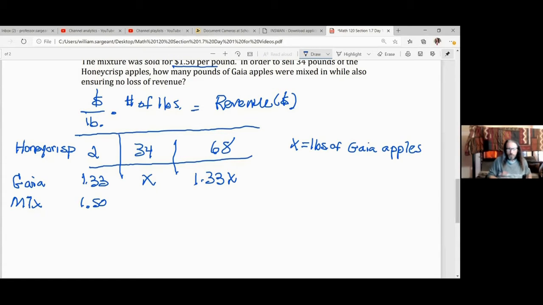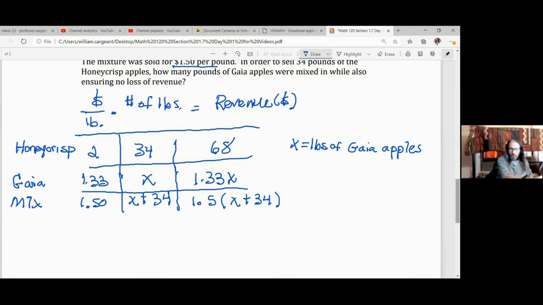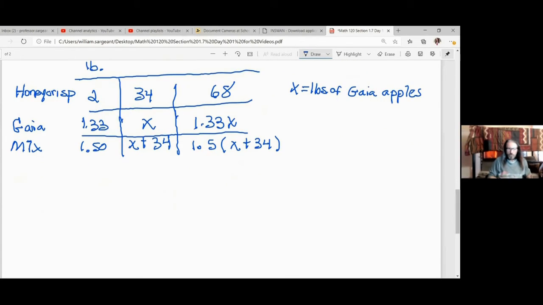We don't know how many pounds are in that either, but it's the total from the two different types of apples. And we would figure out the revenue the same way: 1.5, the price per pound, times how many pounds. And to get no loss of revenue, we would need the 68 plus the 1.33x to equal the 1.5 times the x plus 34.